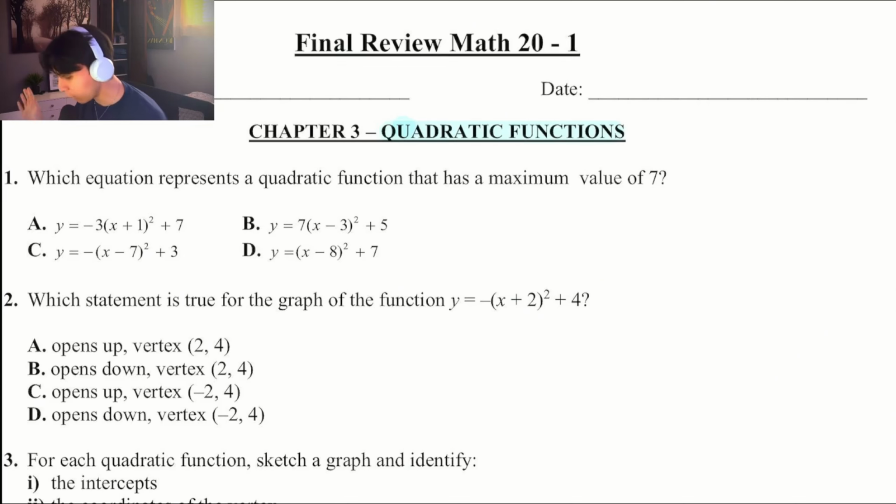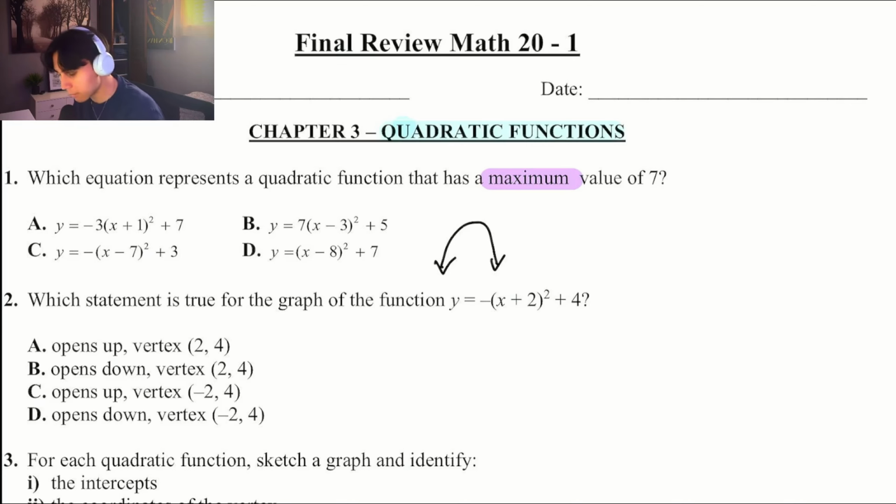So, question 1. Which equation represents a quadratic function that has a maximum value of 7? The way I like to do this is I want to outline basically the keywords here. I would say maximum is the key word here. Remember, from our first unit, we have two types of parabolas, right? We have one that can look like this, with a highest point being a maximum. So this vertex right here is going to be the maximum point.